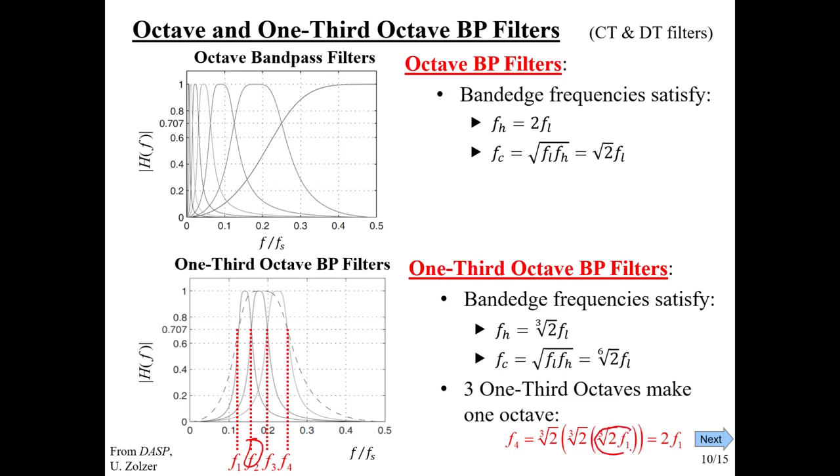So this quantity here is F2. Multiply F2 by the cube root of 2, and that takes us up to F3. And then multiply that by the cube root of 2, and that takes us up to F4. And if you look at these 3 coefficients here, the cube root of 2 cubed gives us back 2. And so now we see that that spans the width of a 1 octave filter. So this is just a way of more finely slicing things up. So we've got the full octave bandpass filters and the third octave bandpass filters.